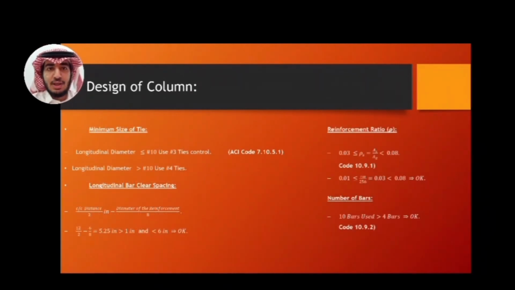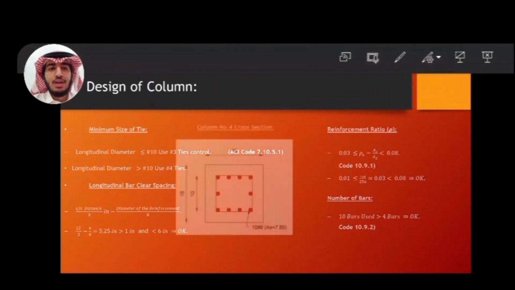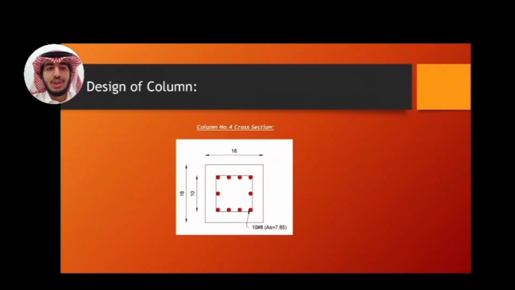And here is the minimum size of the ties. This slide is just standards, and we satisfy all of the standards, so it's okay. And this is the cross section of the column that we calculated. Sorry for being fast, but I have limited time.